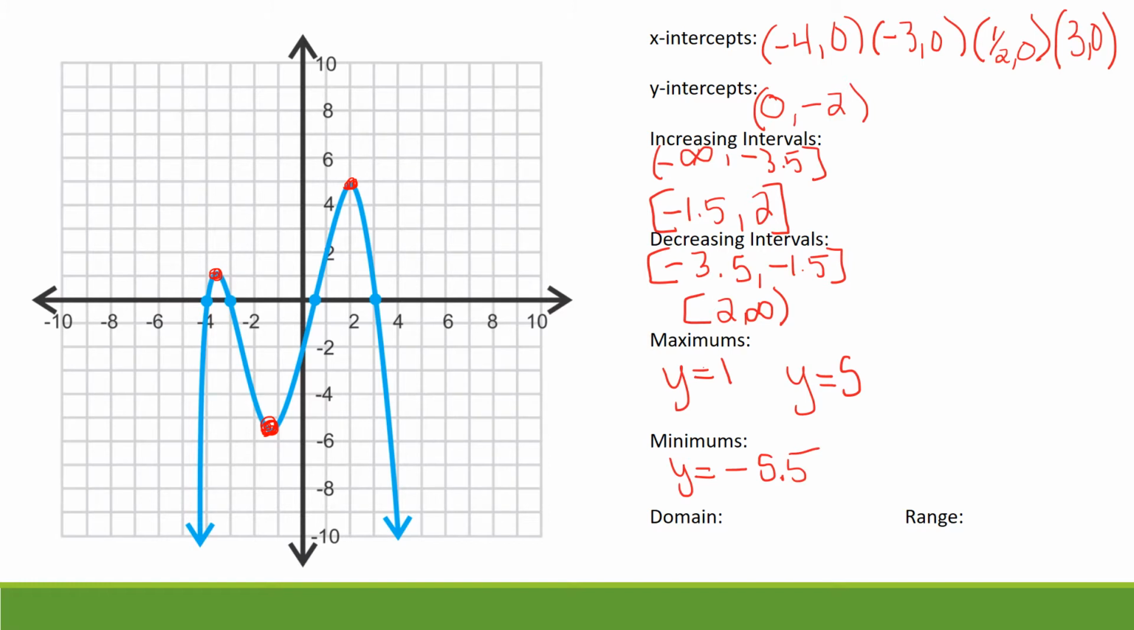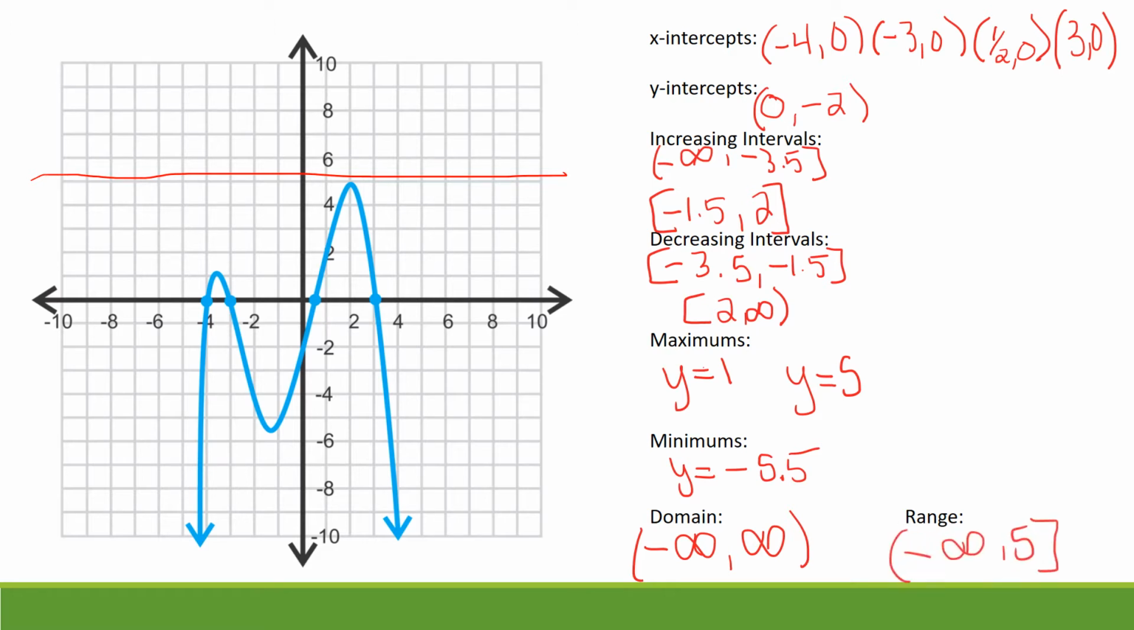And then my domain of the whole entire graph is -∞ to +∞ in interval notation, and then my range is everywhere below this line. So we're saying, when we say range in interval notation, we're going from bottom to top, okay? So that's going to be -∞ all the way to 5. It doesn't go past 5. So that's the first example.